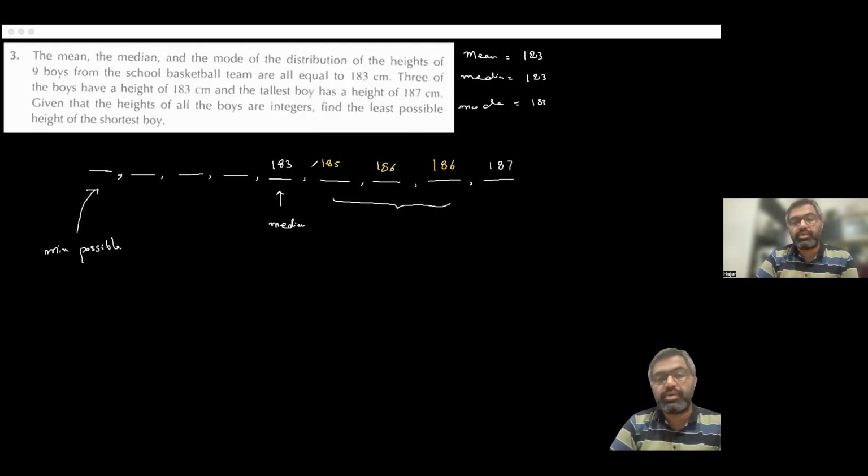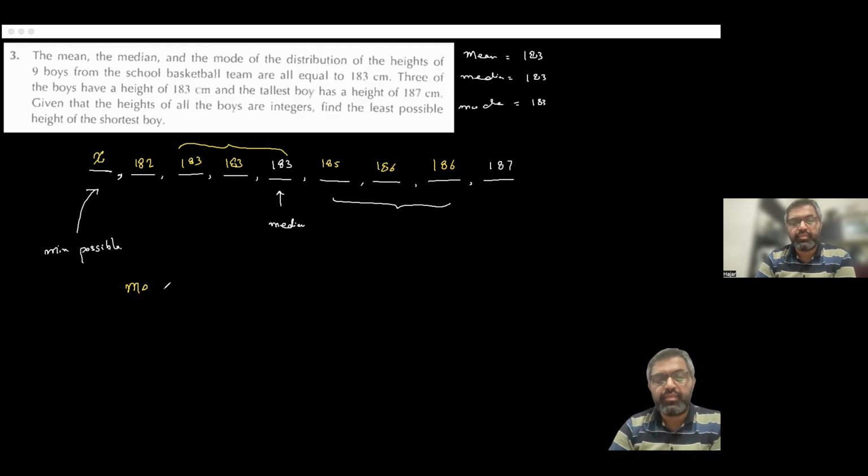So there's nobody with 184. And we have to put 183 here because 183 has to occur 3 times. And for this one, we want the maximum number below 183, which is 182. And now this is our unknown. Let's call it X. So the median height is 183. The mode is occurring 3 times, that is also 183. And now the mean has to be 183 as well.